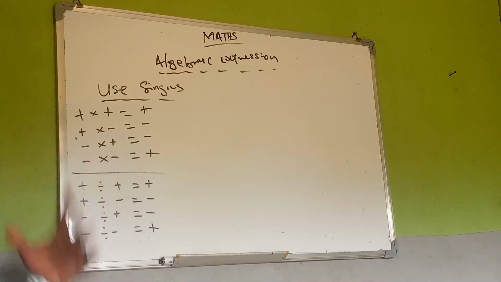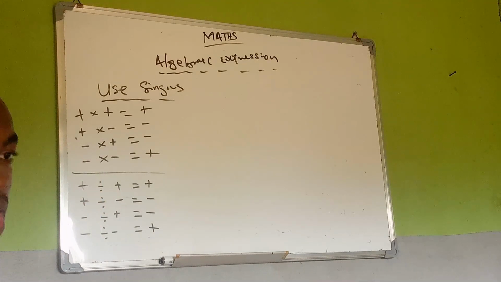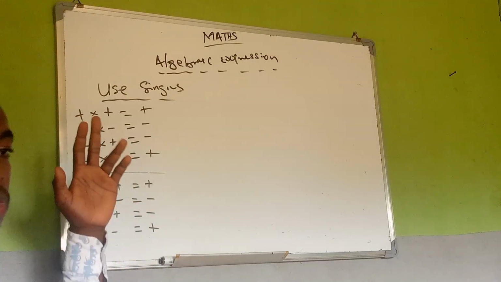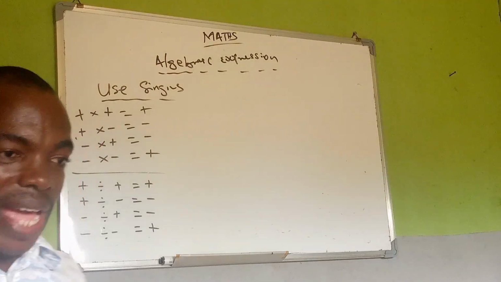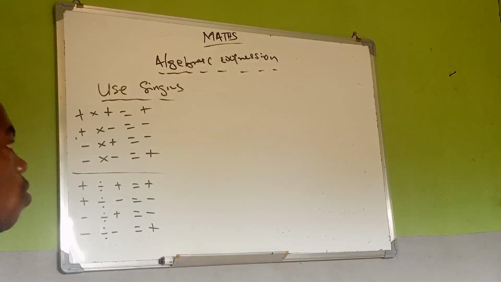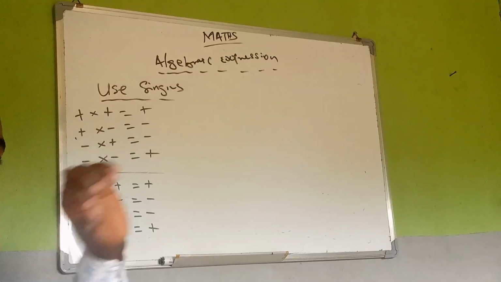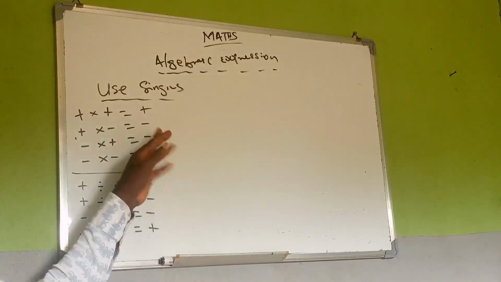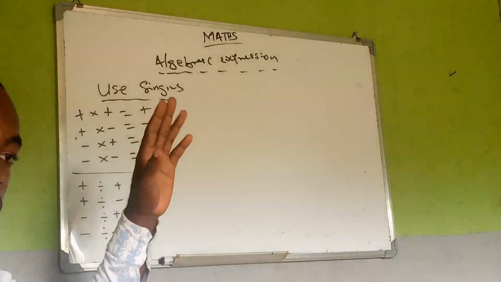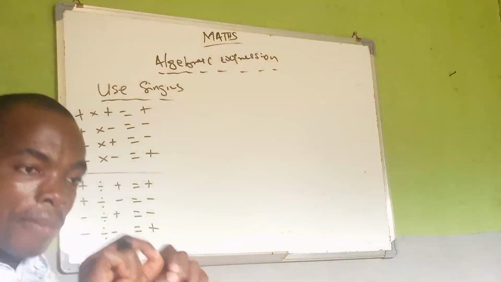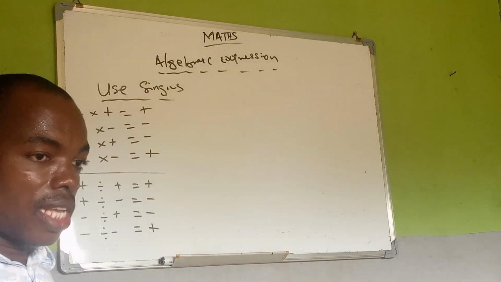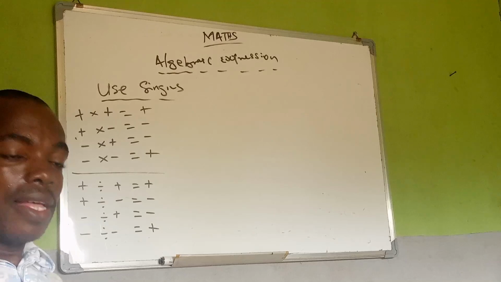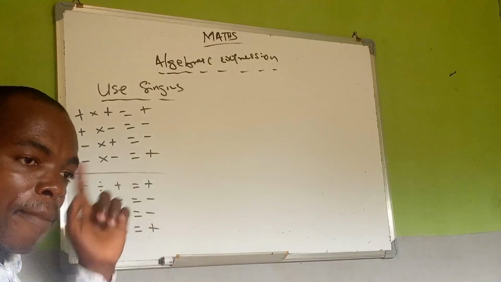I asked somebody some time ago, plus times plus. The person said that plus times plus is minus. But there's no way plus times plus can be minus. Now this is how you know it. When the same signs are multiplying each other, it always comes in plus sign. Do you understand? But when the signs are not alike, it always comes in minus sign.